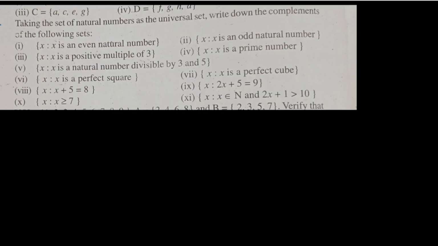Let's move towards the next question. Question number 3: taking the set of natural numbers as the universal set. So the natural numbers we have to consider as the universal set. Here U is equal to the set of natural numbers. Write down the complements of the following sets. Complement means these elements we don't have to consider, so it will be very easy.